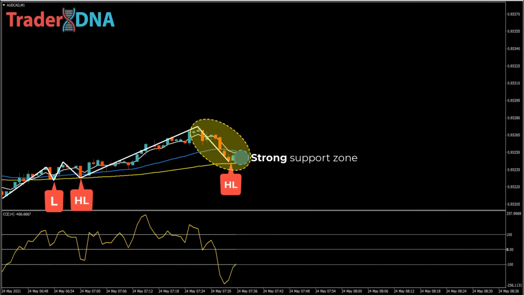So does this mean we should jump in and place a buy trade immediately? Not yet. This setup alone isn't enough to confirm a high probability entry. We need one more key confirmation before we act. That confirmation comes from the CCI indicator.